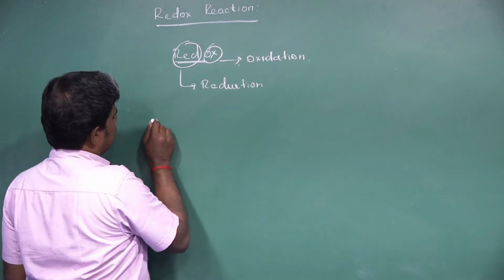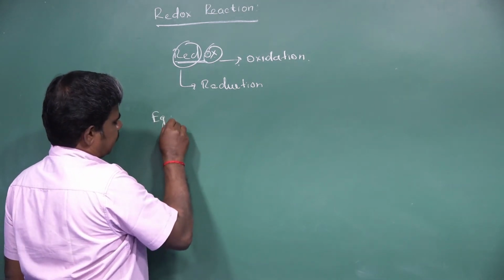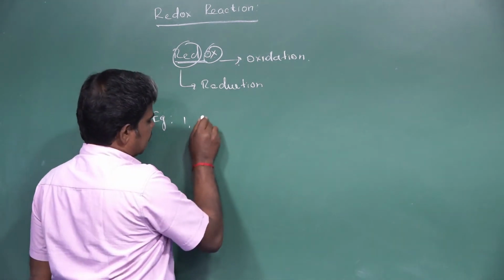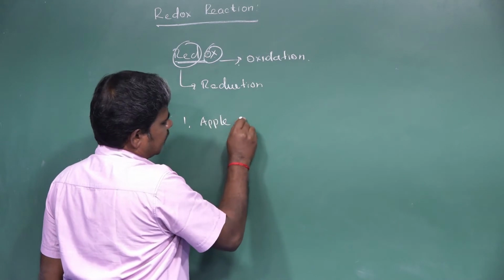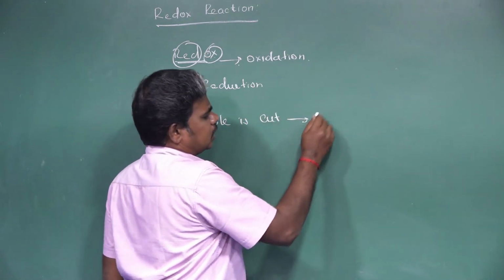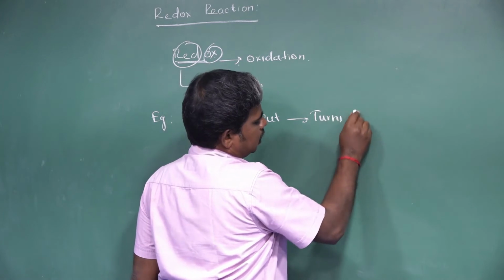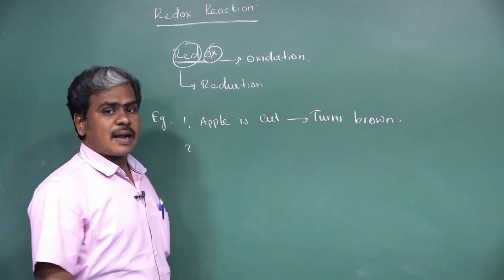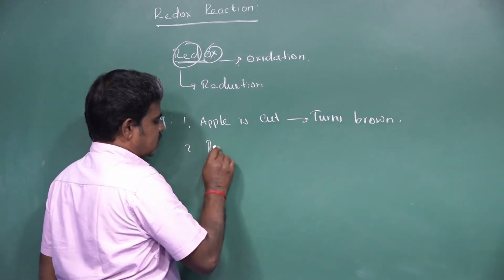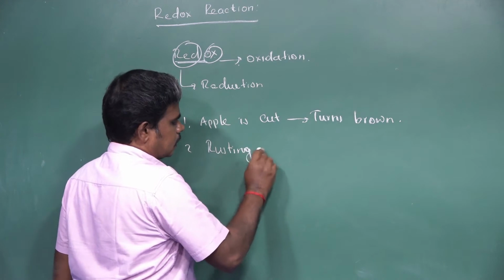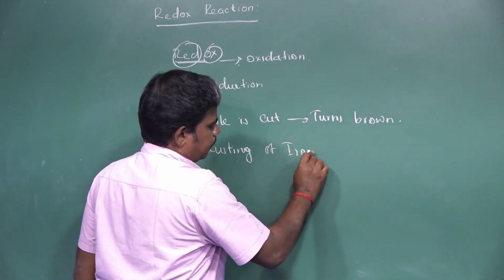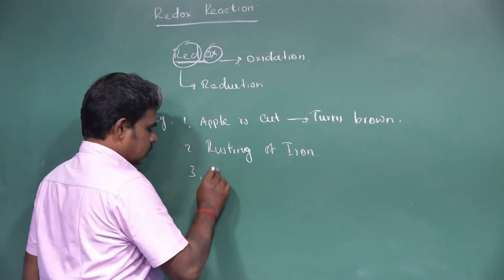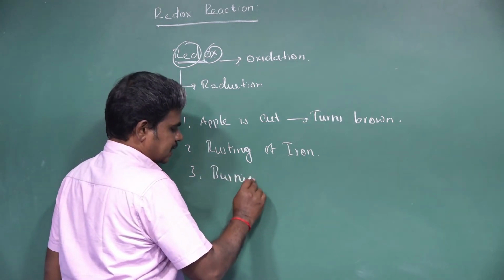Now, we may take the natural examples. When an apple is cut, it turns brown. Then, the second example, rusting of iron. And the third one, burning of LPG gas.